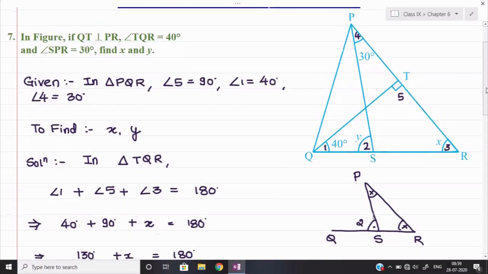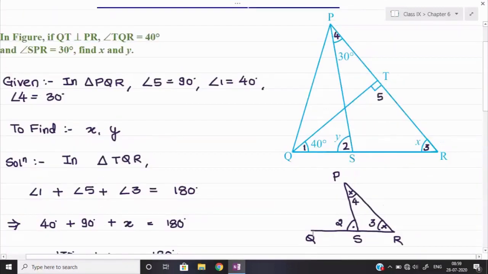Yes, SPR is your angle number 4, and look at the angle SRP. So SRP is equal to angle number 3. So basically angle 2, which is an exterior angle, is equal to the sum of angle 3 and angle 4. That relation we are using now, and we are finding the value of y. Okay, so first we shall write down in the solution further.